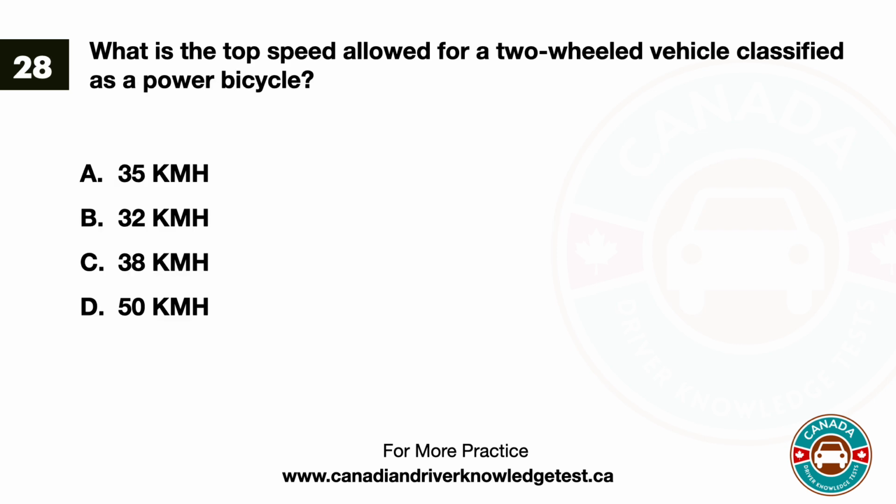Question 28. What is the top speed allowed for a two-wheeled vehicle classified as a power bicycle? A. 35 km/h. B. 32 km/h. C. 38 km/h. D. 50 km/h. The answer is B. 32 km/h.